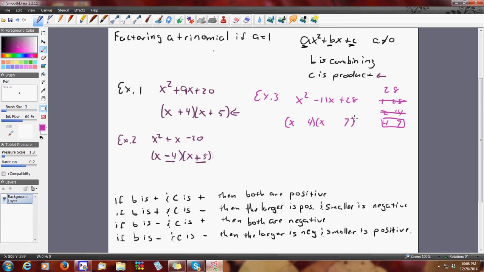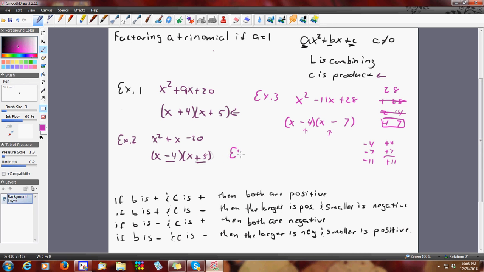Now, it's a positive 28. So remember, because I need to multiply to get to 28, it's either going to be negative 4 and negative 7, or positive 4 and positive 7. When I combine them, I had to get a negative 11. So this will give me a positive 11. This will get me a negative 11. So they both have to be negative. And sure enough, if b is negative and c is positive, then both are negative. And they both were negative.